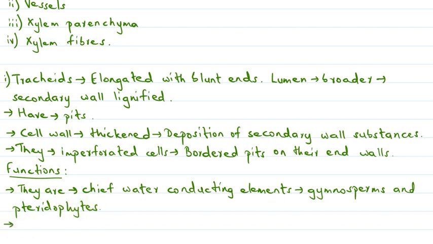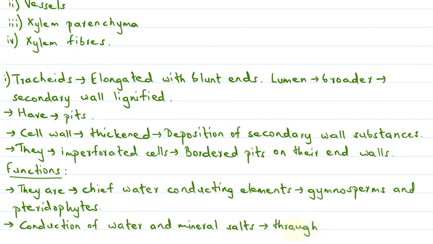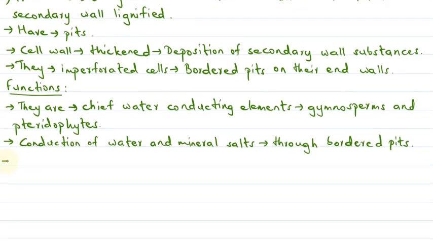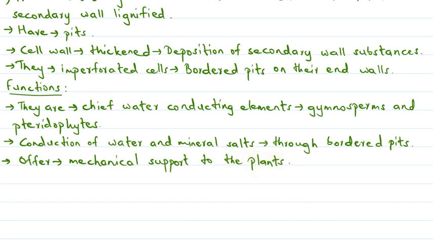Then the conduction of water and mineral salts takes place through the bordered pits. So the bordered pits help in the conduction of water and mineral salts. They also offer mechanical support to the plants. These are some of the main functions performed by the tracheids.